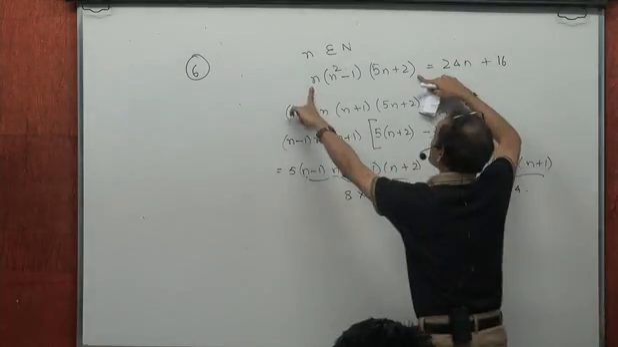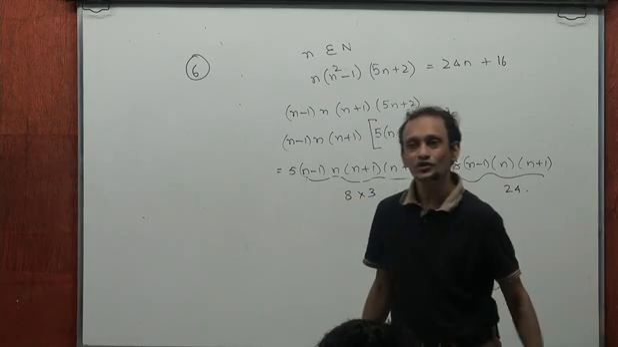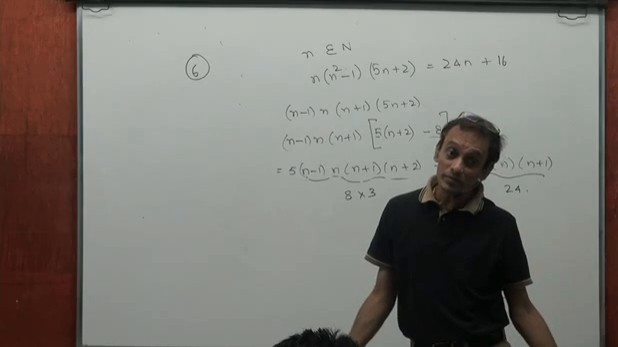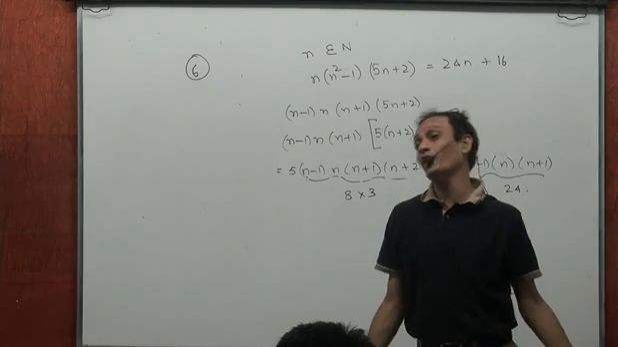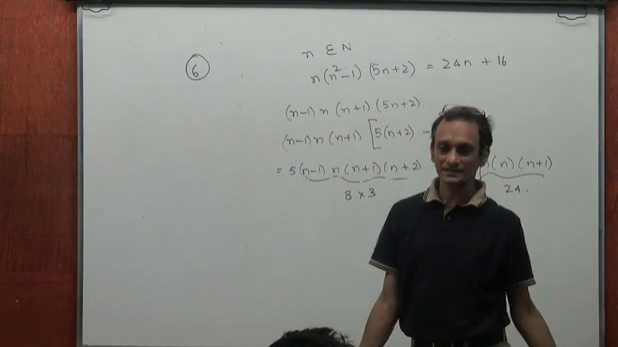That means the left hand side, for n to be a natural number, will always be divisible by 24. But the right hand side is not divisible by 24. So the equality is not possible in the set of natural numbers. Clear?